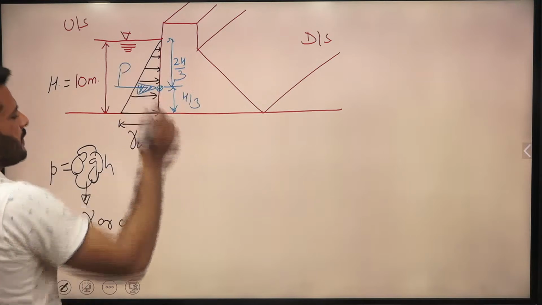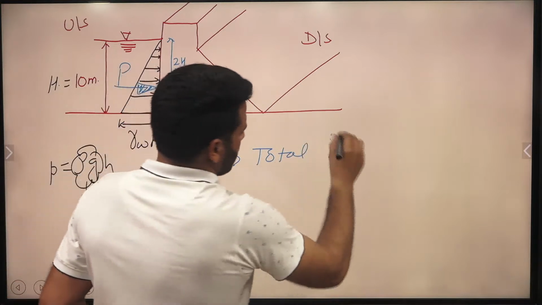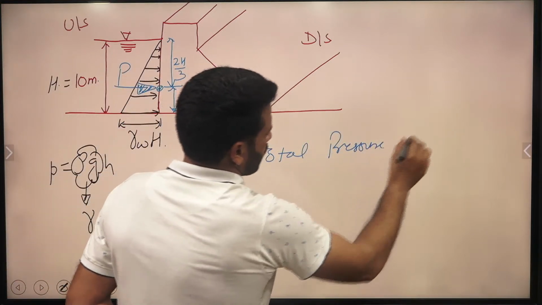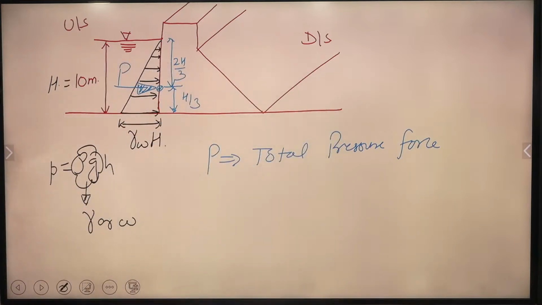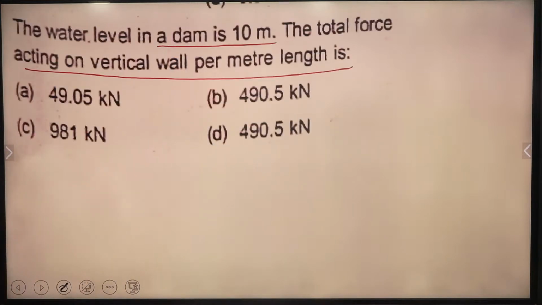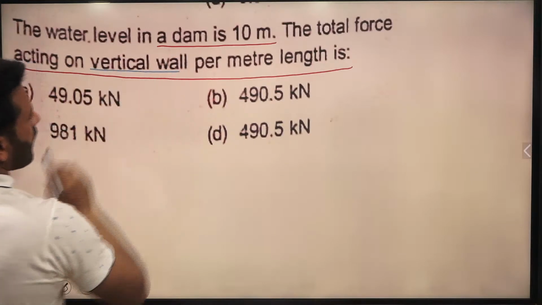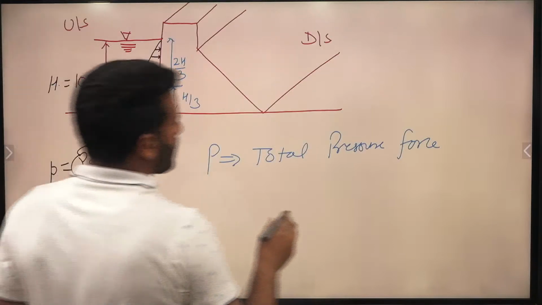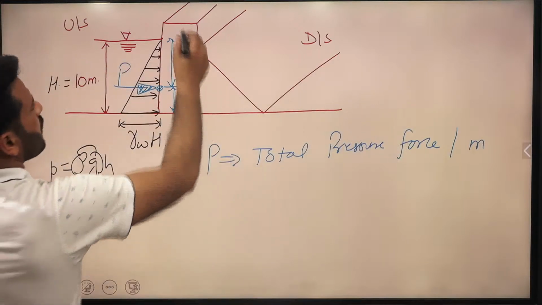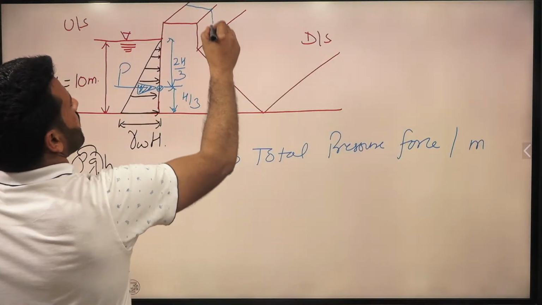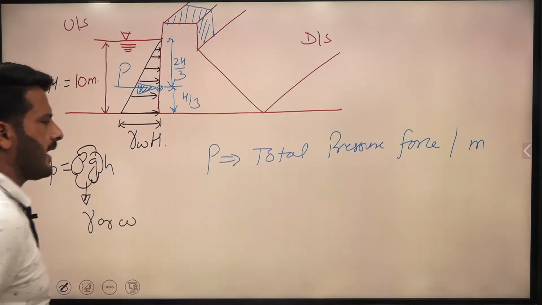And let capital P be your total pressure that is basically asked in the question. Total pressure force. This is per unit length of the dam. In the question, he clearly mentioned the total force acting on the vertical wall per meter length. So I am writing it as total pressure force per meter length of the dam. Suppose here we consider it 1 meter, so only this portion. What will be the resultant pressure that we are writing here?